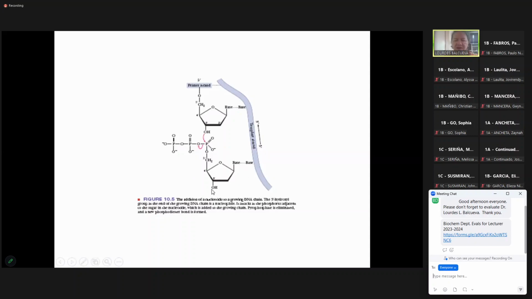But this one is ready again to receive the incoming nucleotide triphosphate. The nucleotide that enters depends on the base of the parent strand. Now, if this is a T, then this should be an A. Okay? If this is a C, this should be a G.